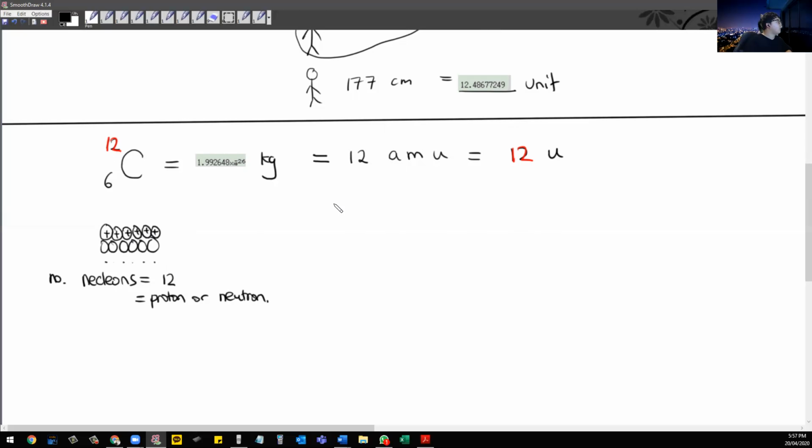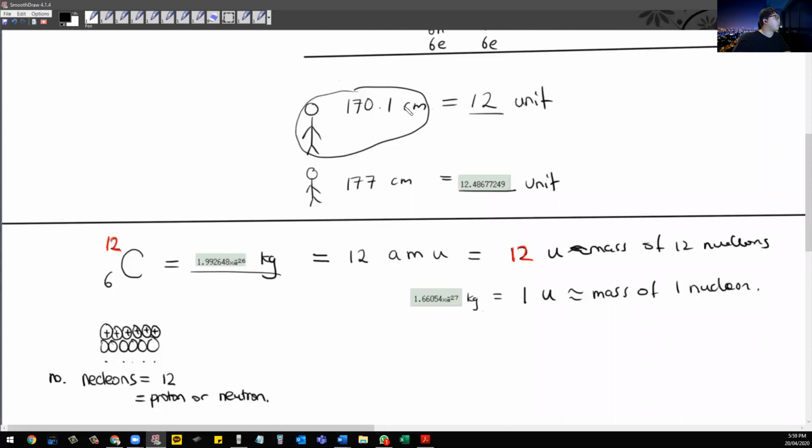So why not just let that equal 12 units? The mass of that is 12 units, right? That's very convenient. You can just do that. And therefore, what's going to be the mass of 1 unit then? Can you guys work it out? If 12 units is equal to that much kilogram, how much is 1 unit in kilogram? I want you guys to work it out.